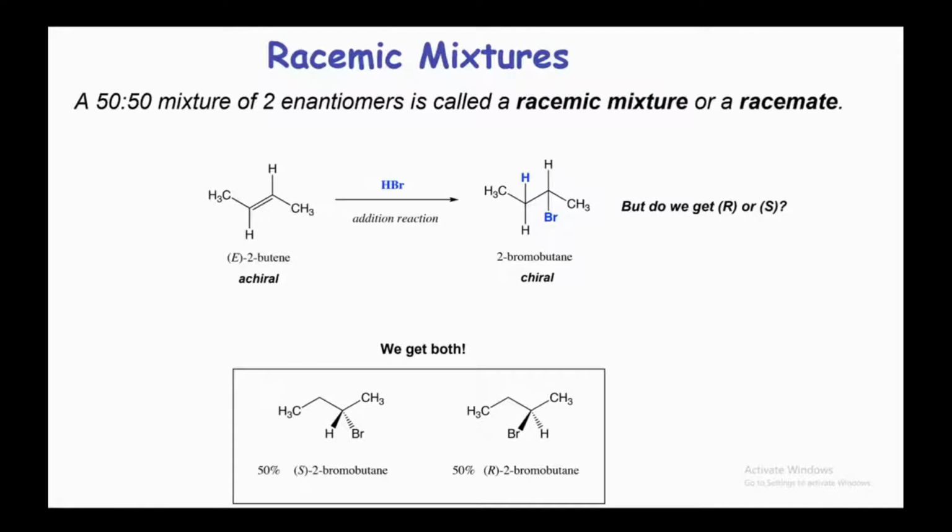This is called a racemic mixture, where we have 50% of one enantiomer and 50% of another enantiomer. So a 50-50 ratio of two enantiomers is called a racemic mixture. It's also known as a racemate. For example, you have 2-butene. It's achiral because it does not contain any chiral center. If you have a double bond, then there can be no chiral center. If you do HBr addition, then HBr will be added across this double bond, and you will now get a chiral bromobutane. Now this chiral bromobutane will be obtained in 50% S and 50% R. So the net result will be the racemic mixture, and this is called a racemate.